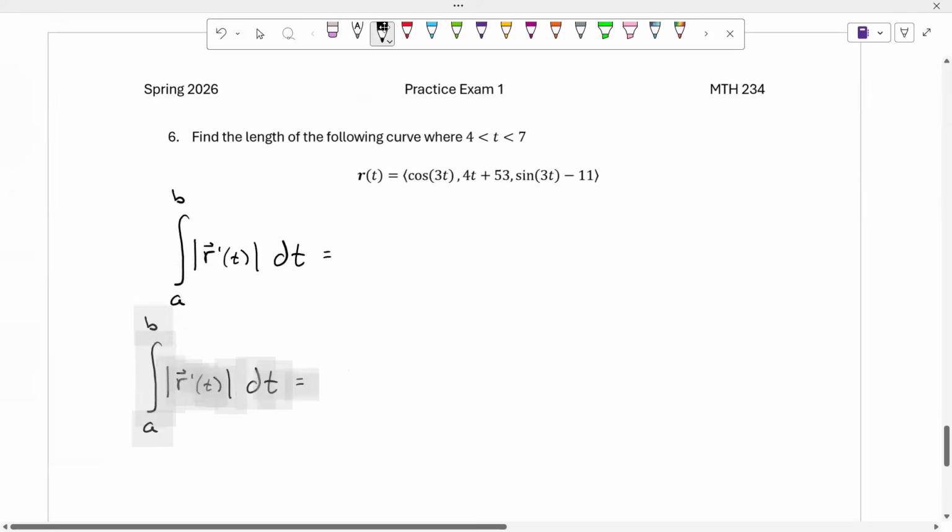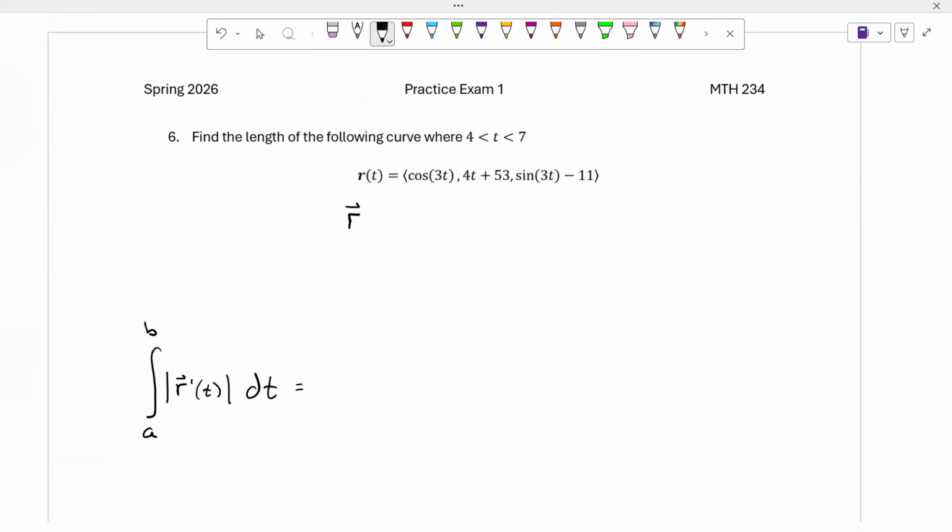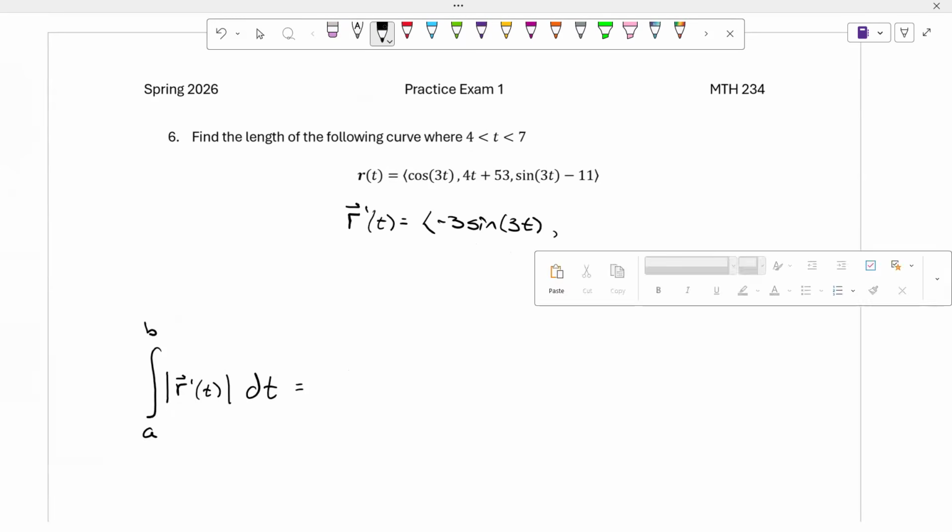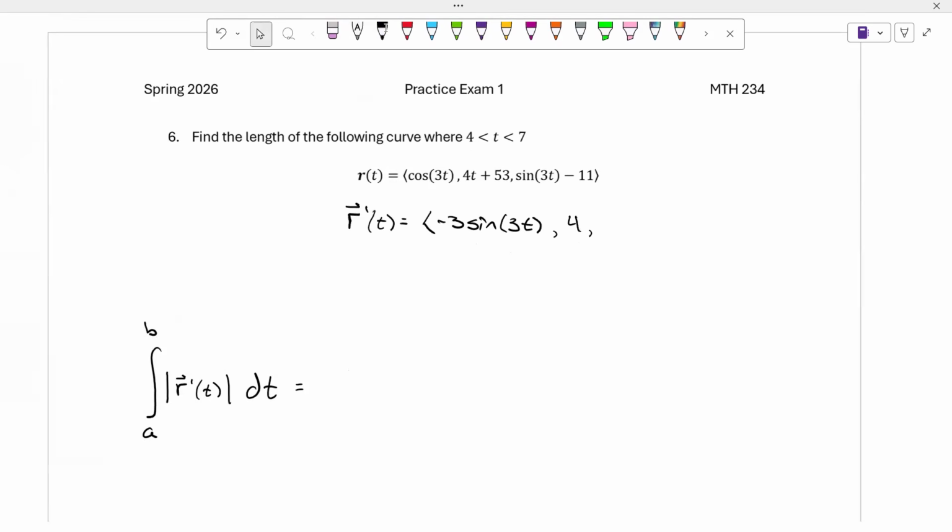Let me grab this and move it down, because first I'm going to need r prime itself. And for this problem, r prime looks like -3 sine of 3t, 4, and 3 cosine of 3t. There we go. All right, so that's my derivative vector. Again, I'm going to want a magnitude of that, a magnitude of r prime.